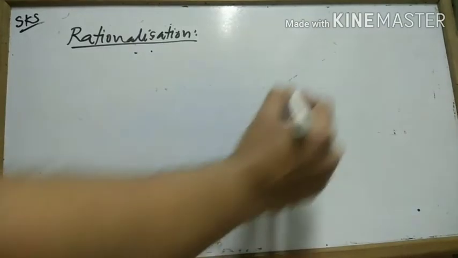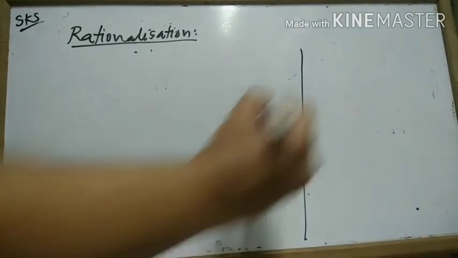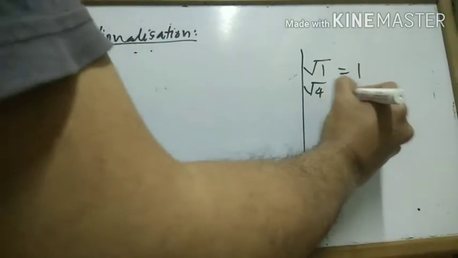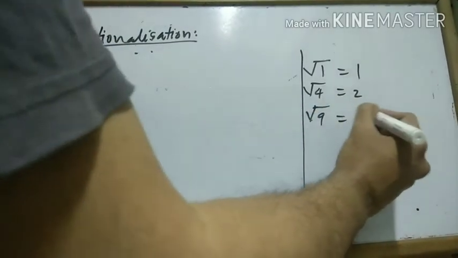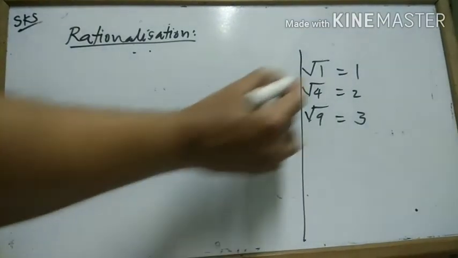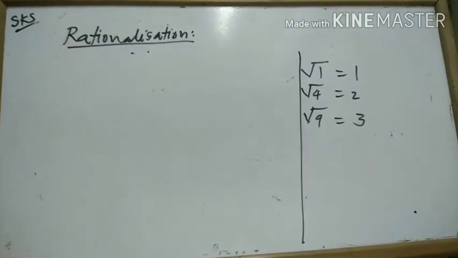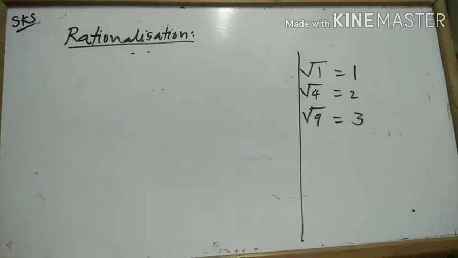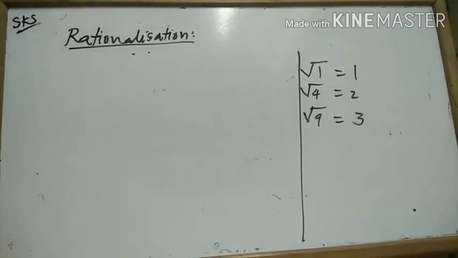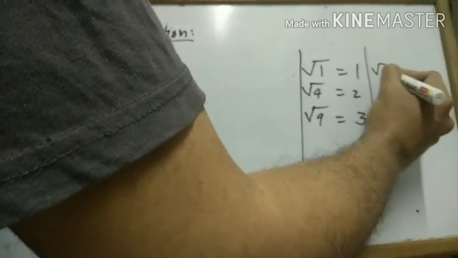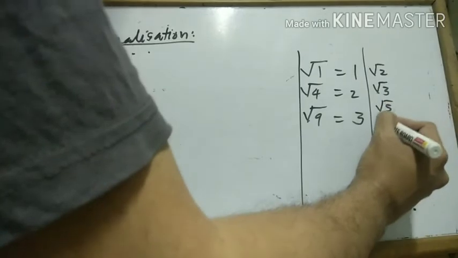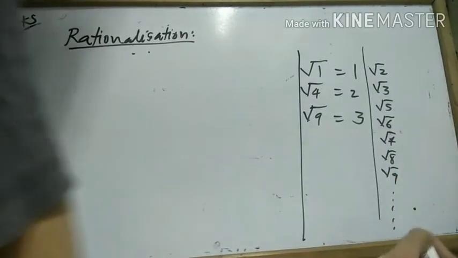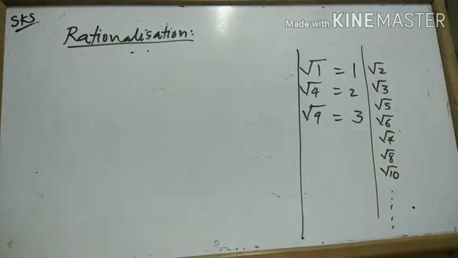Now, before I go into rationalization, I would like to ask you a simple question. If I ask you what is the square root of 1, you can say it is 1. If I ask you the square root of 4, you'll answer 2. The square root of 9, you'll answer 3. Am I right? 1, 4, 9, 16, 25, these are all perfect squares. If I take the square root of those perfect squares, I get a particular number which is non-decimal. It can be represented in the form of a fraction. But if I talk about root 2, root 3, root 5, root 6, root 7, root 8, root 10, so many numbers.